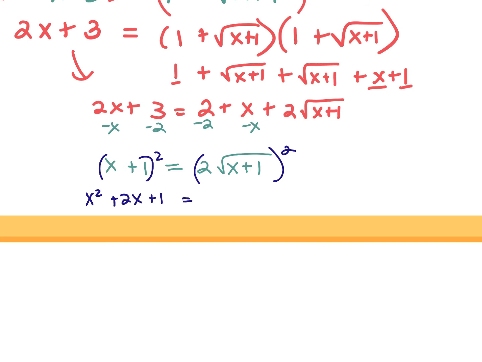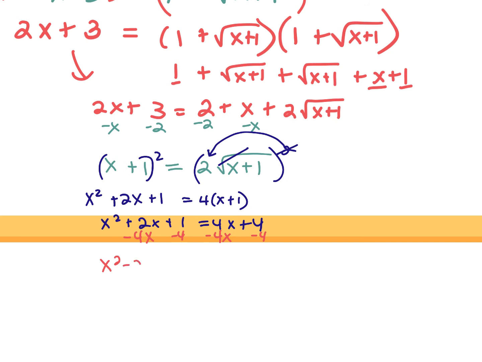On the right-hand side, this gets distributed. The 2 gets squared, and the square root of x plus 1 squared would just eliminate the square root, and I'd get 4 times x plus 1. So I'd get x squared plus 2x plus 1 equals 4x plus 4. And then I have to solve again, get everything to one side. Factor it. Split and solve.